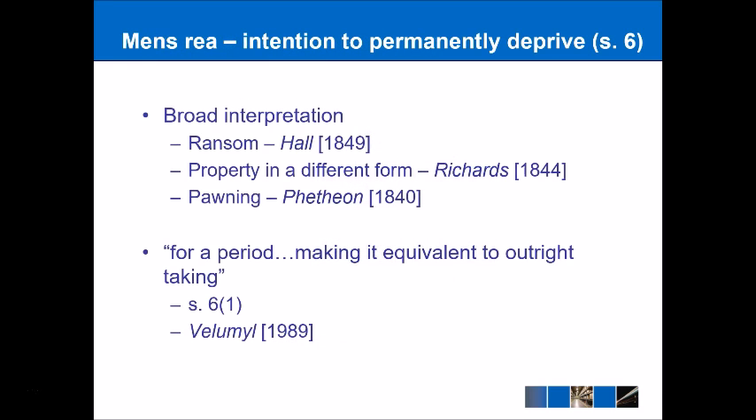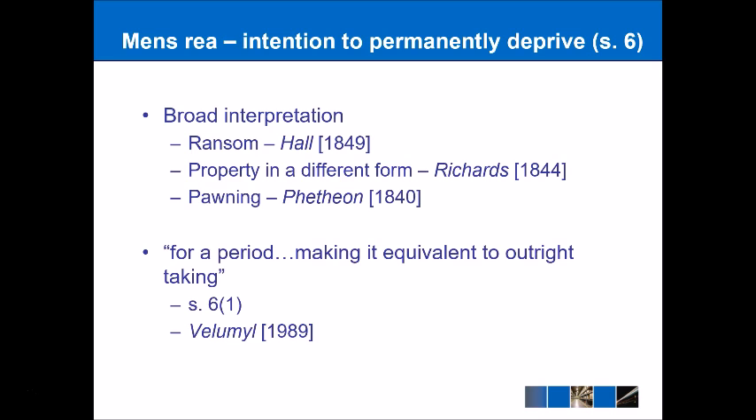So the final element of the mens rea is the intention to permanently deprive. This comes under section 6, and it's been given a broad interpretation even before the Theft Act 1968 came in. So you can imagine a number of situations in which there isn't an intention to permanently deprive, but someone could still be convicted of theft in those circumstances.